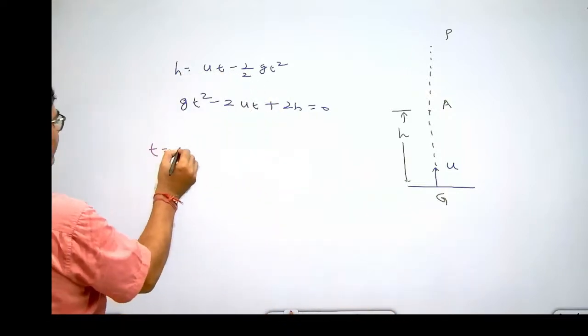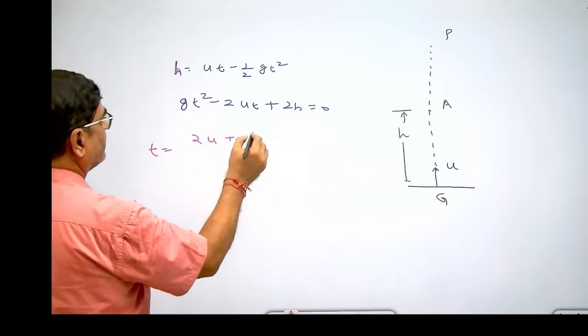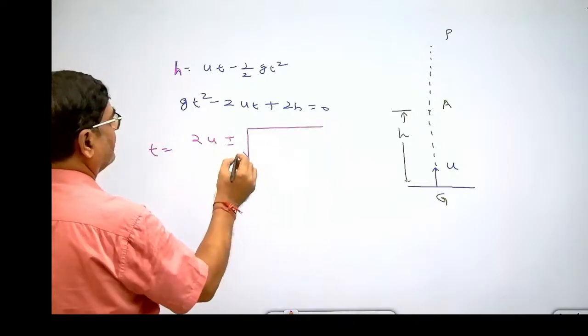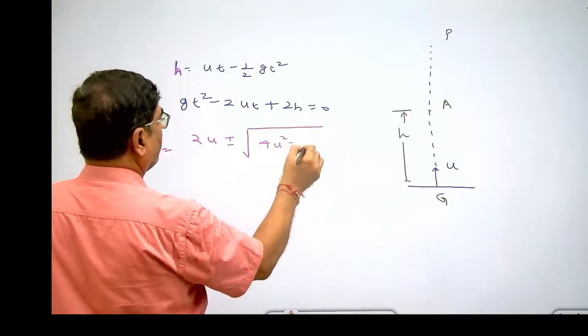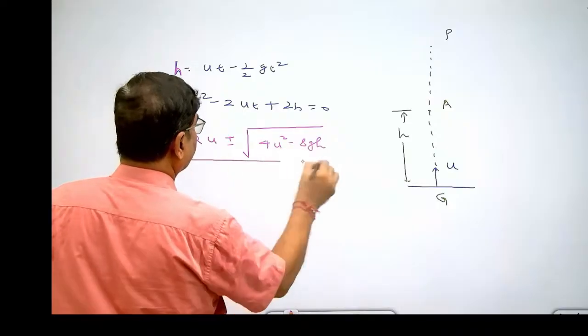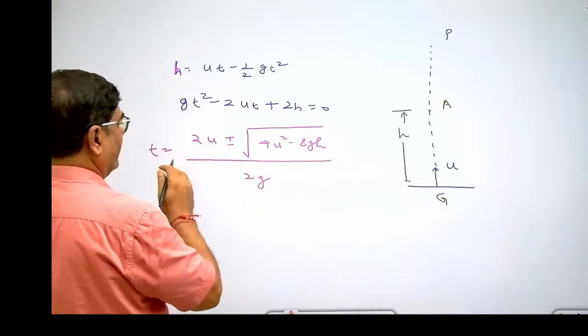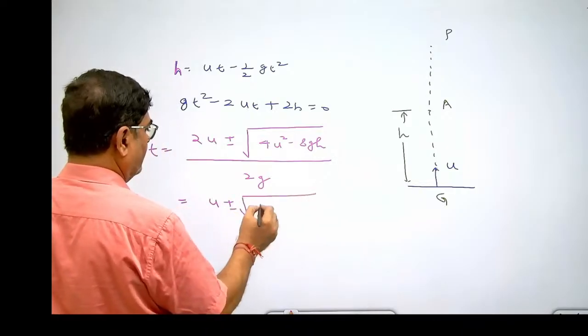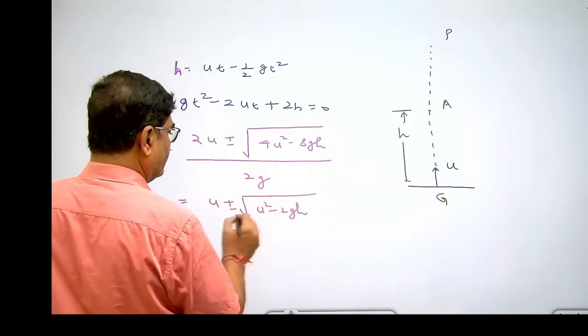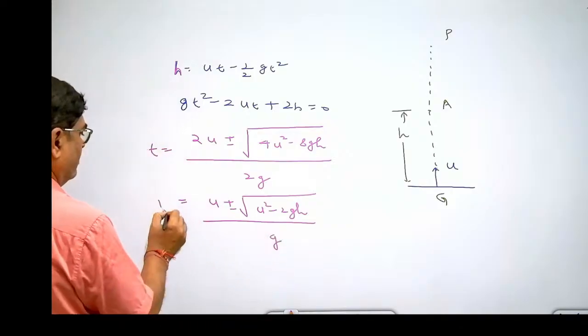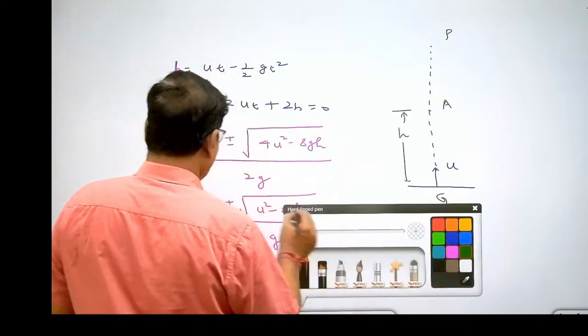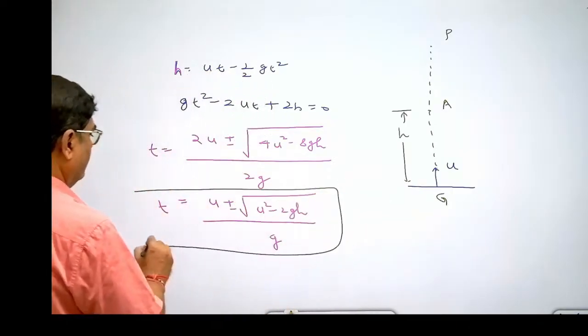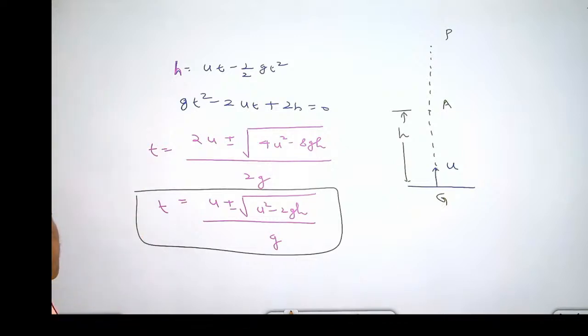So t will give me 2u plus minus under root 4u square minus 8gh upon 2g. We are taking 2 as LCM. So we get u plus minus under root u square minus 2gh upon g. This is the general equation for time. Now we will get two values for time, one for G to A and another for G to P and P to A. So what are those two values? See here.